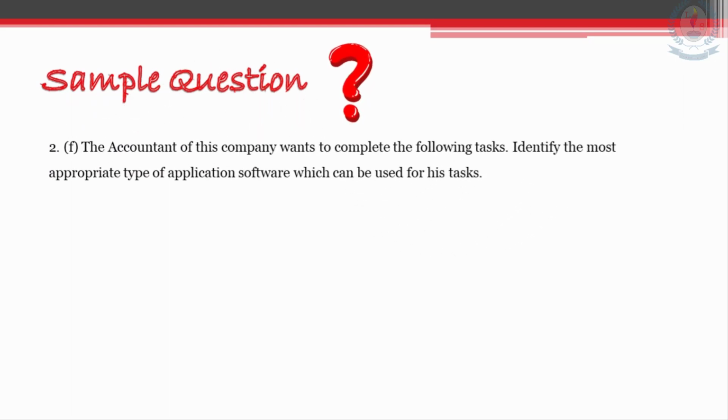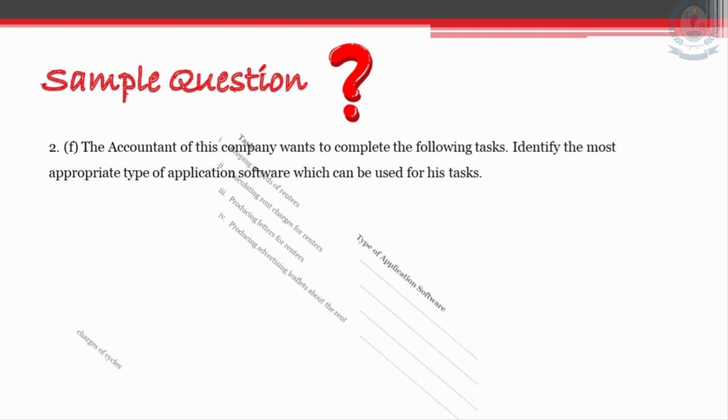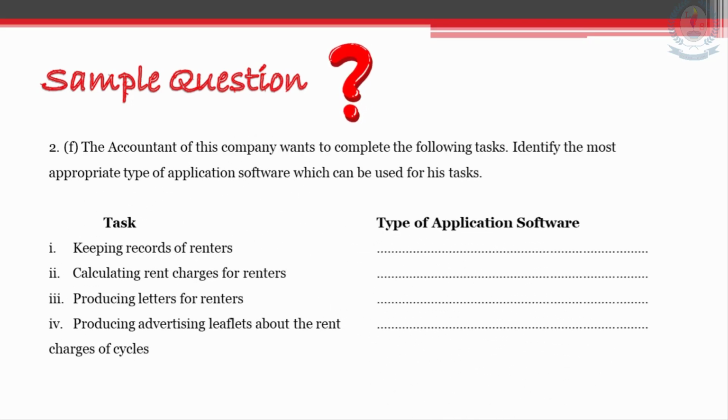So children, this is a sample question from last year's third term examination. That is question number 2, part F. The accountant of this company wants to complete the following tasks. Identify the most appropriate type of application software which can be used for his task. Here they gave some tasks. You need to identify what application software he needs to choose.